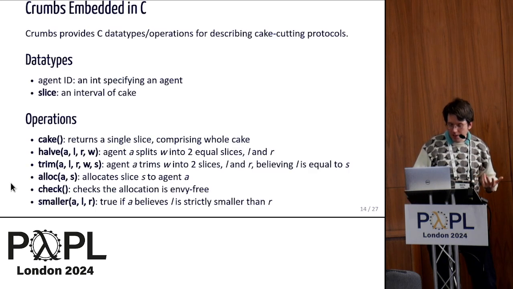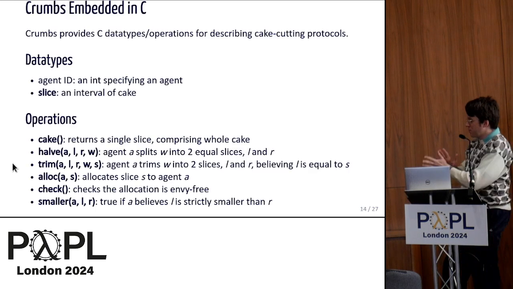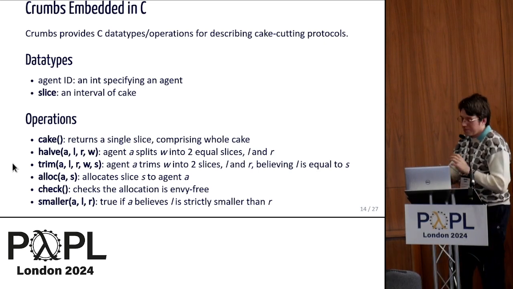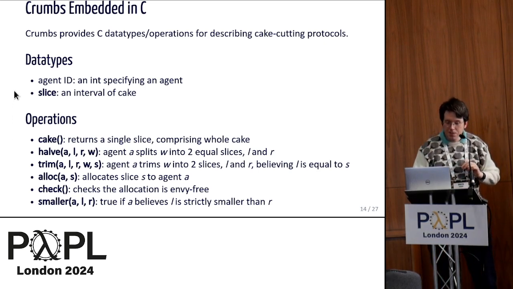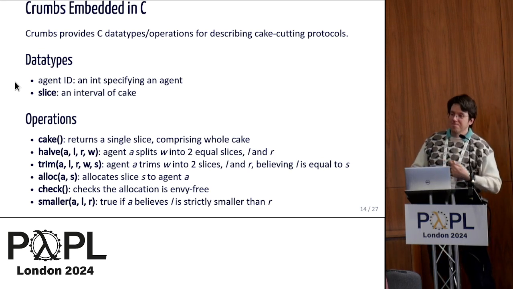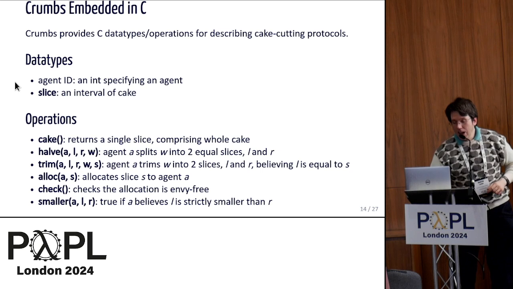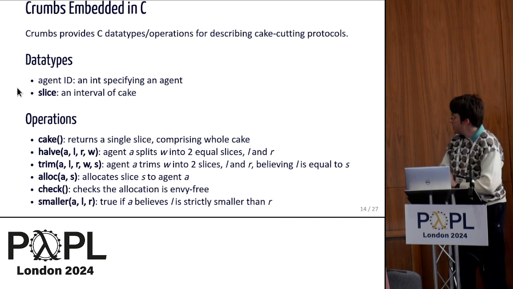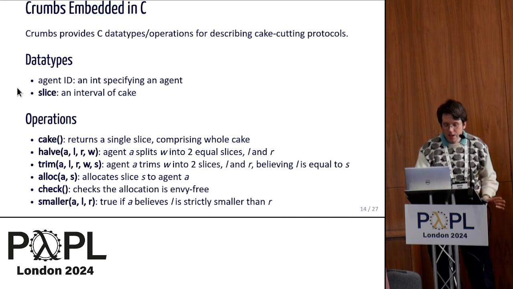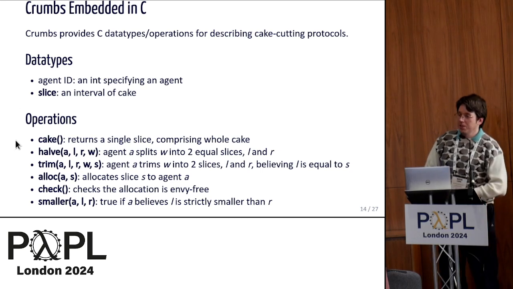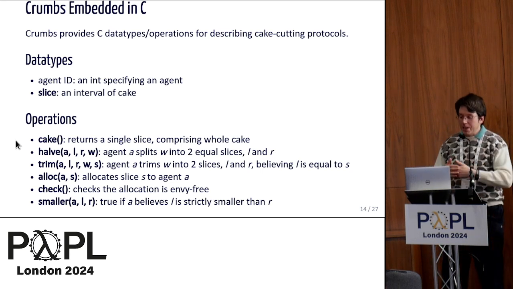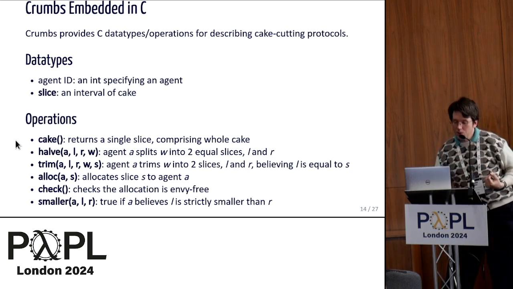So what are the data types and operations that are provided within C for expressing our cake-cutting protocols? In terms of data types, we've only got two. We've got integer IDs to express the names of agents, essentially. And we've also got a slice data type that represents an interval of the cake. There are a number of operations available, but here are some of the most important. So cake gives us back a single slice that comprises the whole cake.